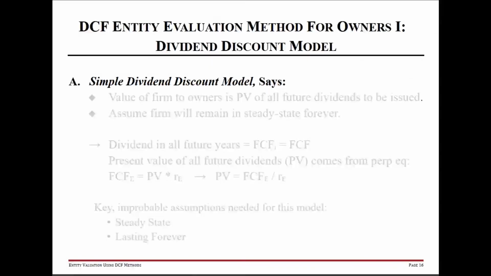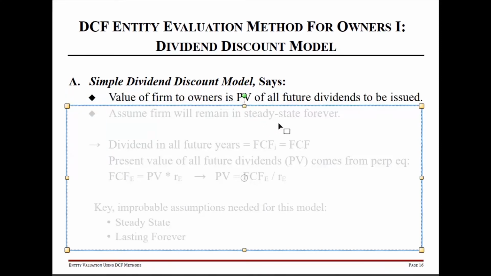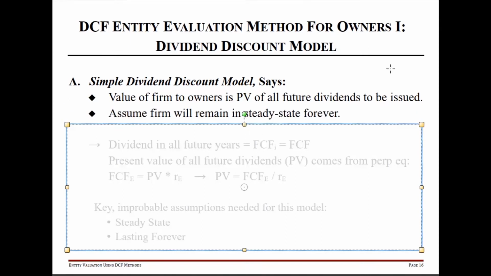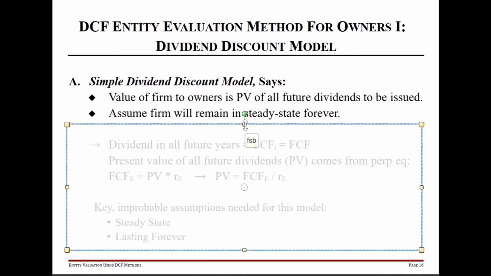All right, so then in this chapter, we looked at several evaluation methods for answering the question, what is this entity worth, right? So the first one was the simple dividend discount model, which says two things. First, it says the value of a firm to its owner is the present value of all future dividends. Okay, fair enough. And the second thing it says is assume that the firm will remain in steady state forever. Maybe not so fair enough. I've never heard of a firm that's lasted forever, but whatever. Let's plow ahead. Let's get rid of this. Don't know how that happened.